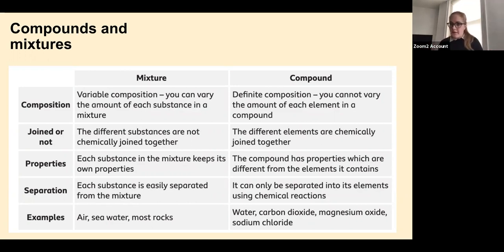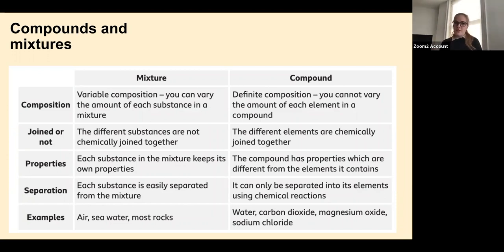Whereas a compound has a definite composition. You can't change the amount of each element in a compound. Like we were saying earlier, if you've got water, that's always going to be H2O. You're never going to have 14 hydrogens with 95 oxygens, because that's not going to be water anymore. Water is always going to be H2O. So there's a definite composition to a compound, whereas with a mixture, you can vary the amount of each of the components.